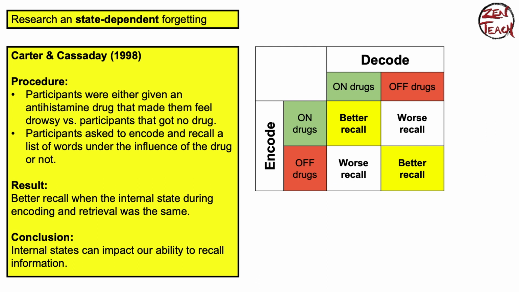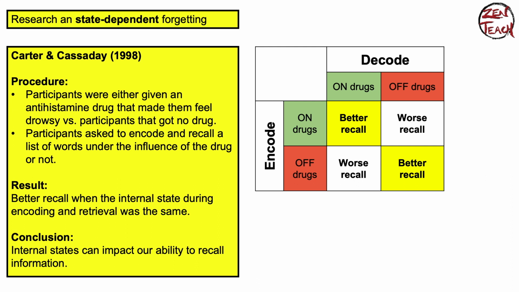This is a study on state-dependent forgetting. Now remember, state refers to your emotional state or your physiological state. So this study was done by Carter and Cassaday in 1998, and the procedure was as follows. The participants were supposed to learn and retrieve information either on drugs or off drugs. And just like in the previous experiment, we now have four possible combinations. And it turns out, so first of all, what does the drug do? It makes you feel drowsy. So it puts you into a different state, right? A different emotional state or a different physiological state.